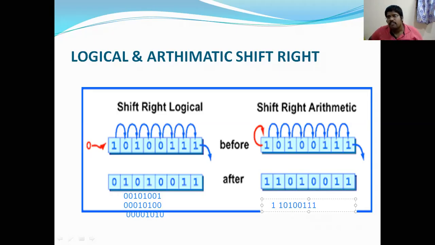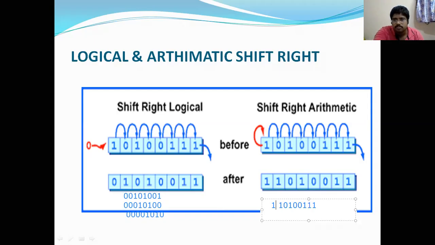That means if it starts with 1, every time the first position becomes empty, it is to be replaced with 1 only. If it starts with 0, then it should be replaced with 0 only. But in the previous case, there was no such thing. Whether it is 1 or 0, I don't bother. I will replace the MSB bit with 0 only. Clear concept?